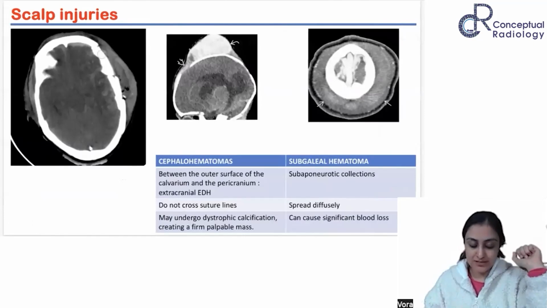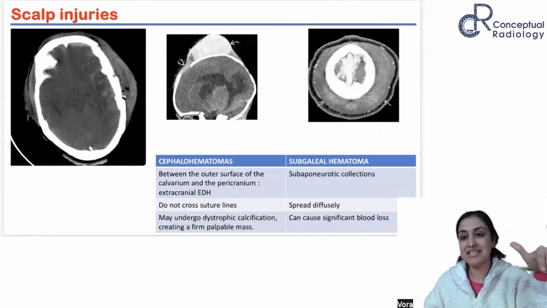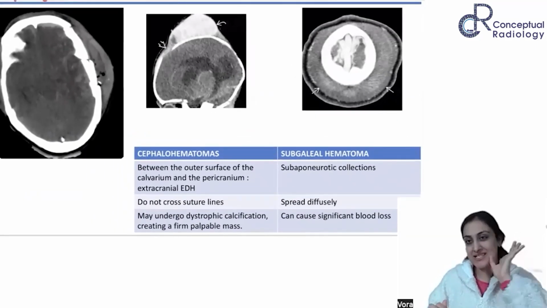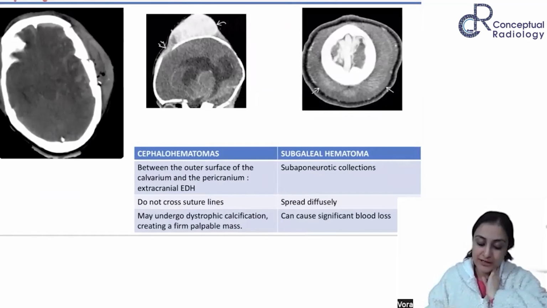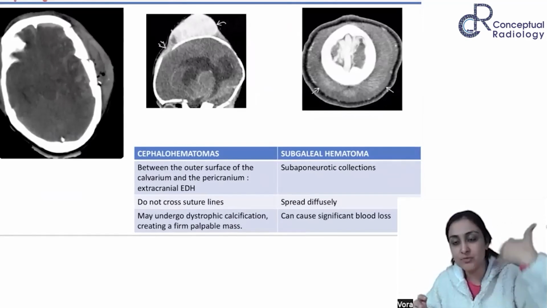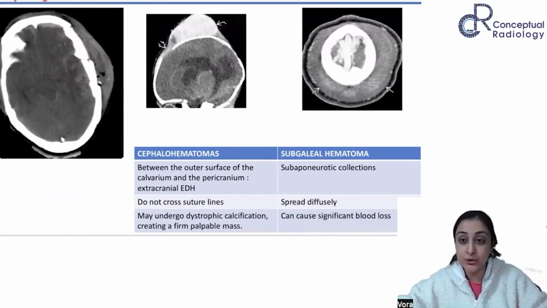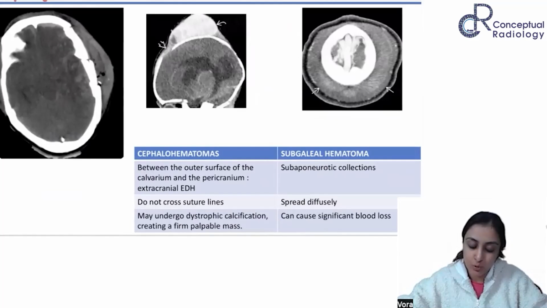Now talking about the scalp injury, you're going to see this swelling. Apart from that, you have these two hematomas that we frequently see in children, in newborns: cephalhematoma versus subgaleal hematoma. It is something we used to study in pediatrics as well. Cephalhematoma is nothing but an EDH, a scalp EDH. Just like how EDH is limited by the dura and its attachment to the bone, this is between the bone and the pericranium in the scalp. The pericranium is attached at the sutures, so what we have is a localized hematoma.